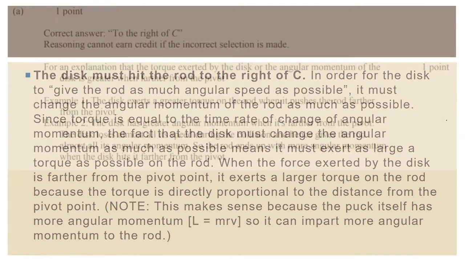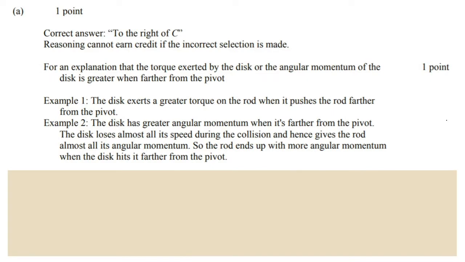All right, let's take a look at the scoring guide here. Notice I certainly over-explained a little bit. This part was only worth 1 point, but the correct answer here was to the right of C, and the reasoning cannot earn credit if you picked any other answer. And they basically gave you a point here for explaining that the torque exerted by the disk or the angular momentum of the disk is greater when you are farther from the pivot point.